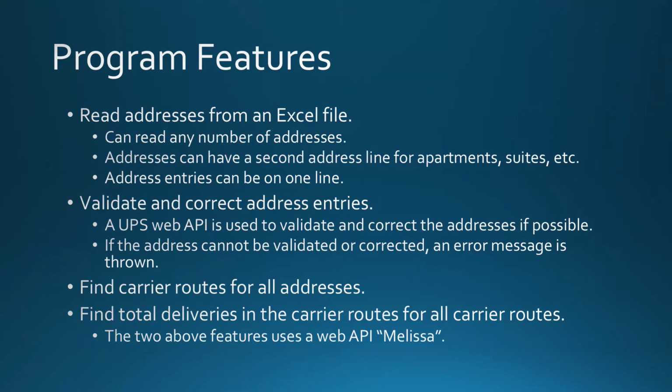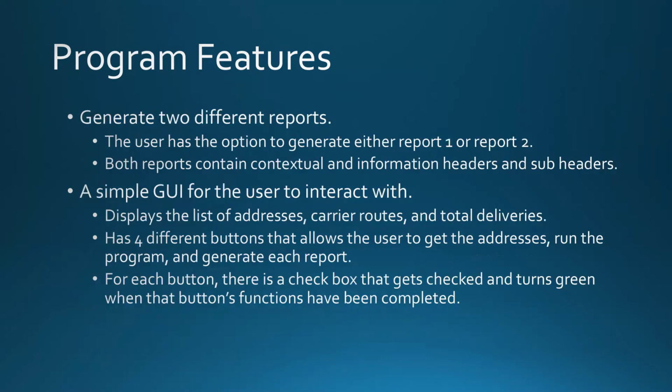So UPS web application is used to validate and correct the addresses if possible. If the addresses cannot be corrected or validated, an error message is thrown to the user, and it tells the user to please correct the address on that entry line, and then restart the program. We also find the carrier routes for all addresses that we read, and we also find the total deliveries in each of the carrier routes for all carrier routes. The two above features here use a web API called Melissa to get that data.